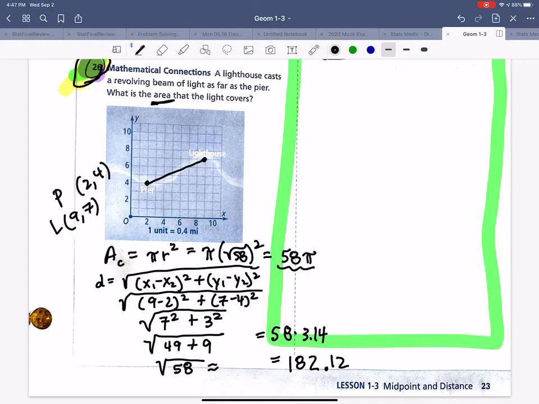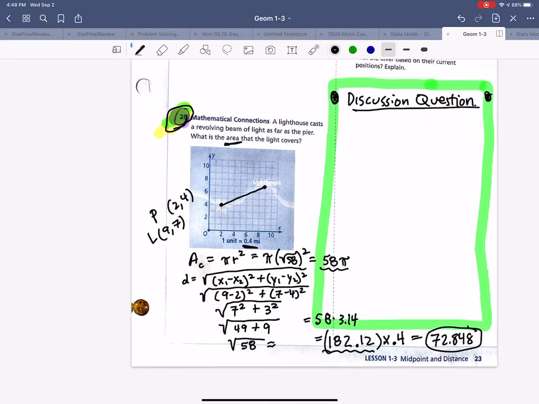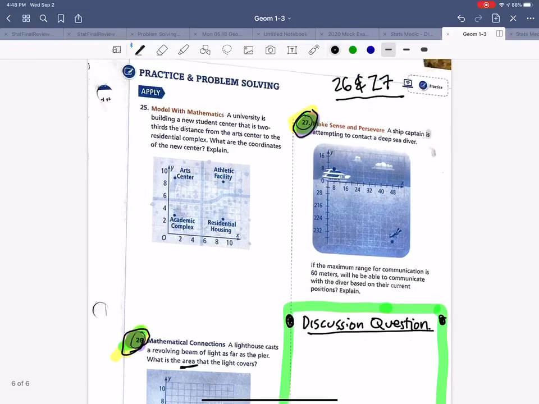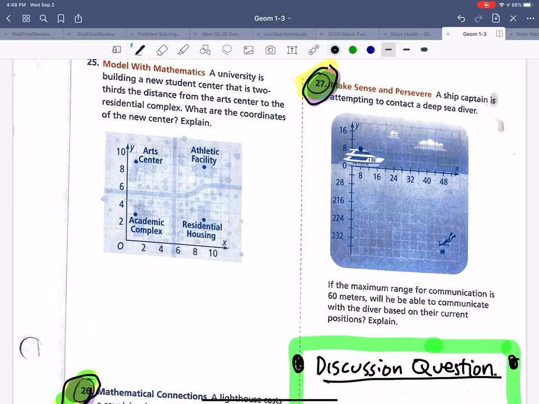Oh, this is interesting. It says each unit is 0.4 miles. So maybe I should multiply my answer by 0.4. So here's my answer, but notice here it says units is 0.4 miles. So I'm going to multiply my final answer by 0.4 times 0.4. Okay, and I get 72.848. I'll just leave it like that. Sweet. Good job, guys. It's a lot of steps. Let's take a look at 27.